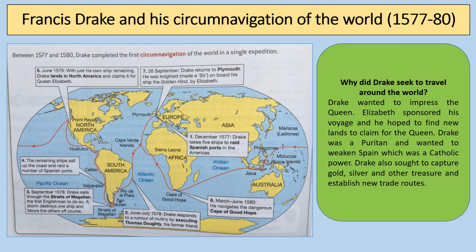So this map just shows you the route that Francis Drake took on his circumnavigation of the world in a single expedition, which he did between 1577 and 1580. So you can just visualize that and all the different places that he actually went to.